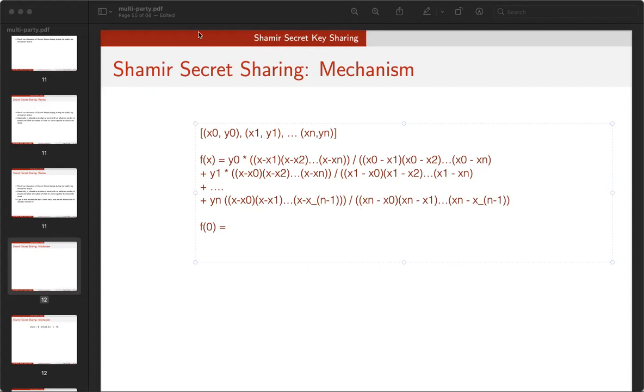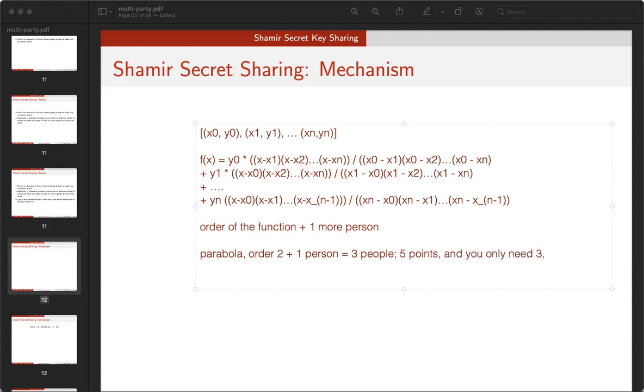Now, you only need the order of the function plus one more person. So if it's a parabola, order 2 plus one person equals 3 people. So if you have 5 points and you only need 3, you can pick any 3.